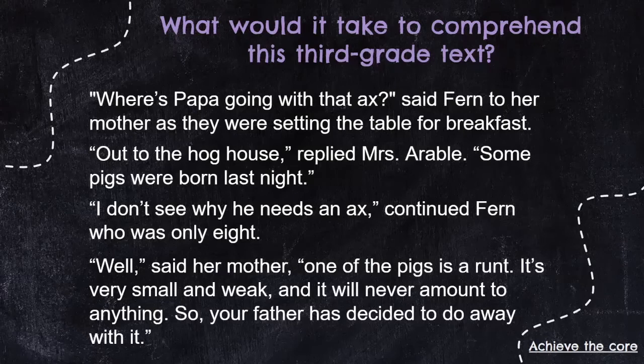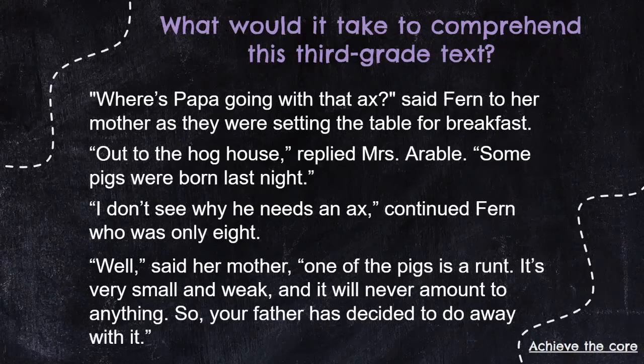"Where's Papa going with that axe?" said Fern to her mother as they were setting the table for breakfast. "Out to the hog house," replied Mrs. Arable. "Some pigs were born last night." "I don't see why he needs an axe," continued Fern, who was only 8. "Well," said her mother, "one of the pigs is a runt. It is very small and weak, and it will never amount to anything. So your father has decided to do away with it."